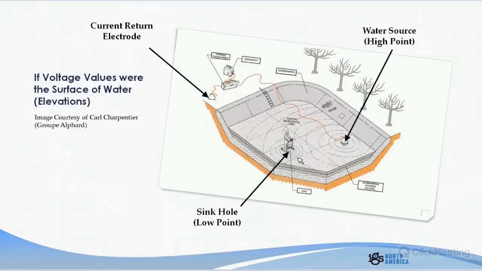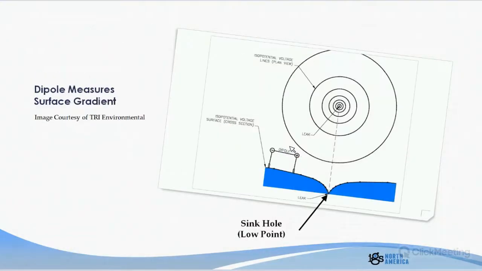And he's measuring the voltage in the entire survey area. So let's talk about what he's actually measuring when he's walking throughout the survey area. A dipole, going back to the analogy of the water surface, is measuring a gradient of the surface. If this bullseye pattern is the equipotential lines, it forms a bullseye around where a leak is, and the dipole measures the surface gradient leading up to that leak.